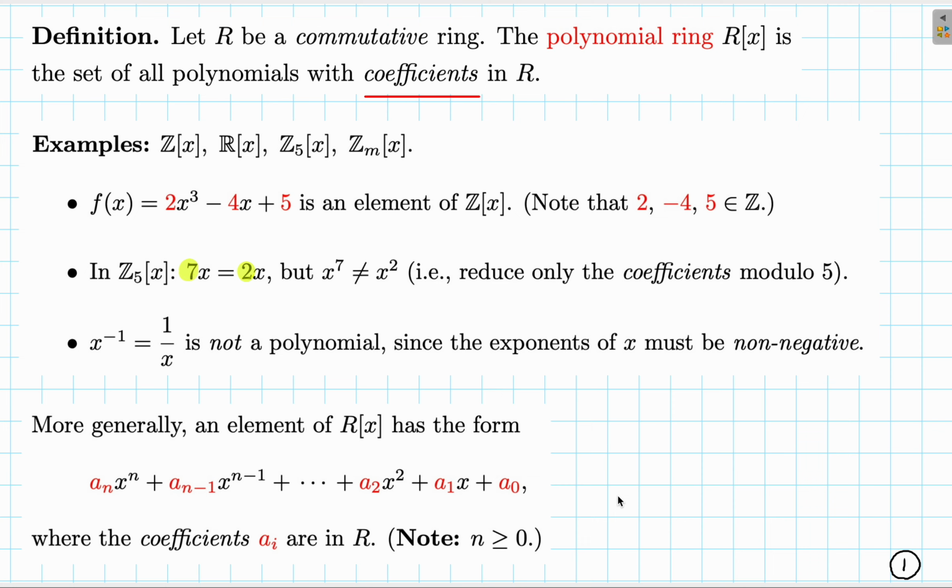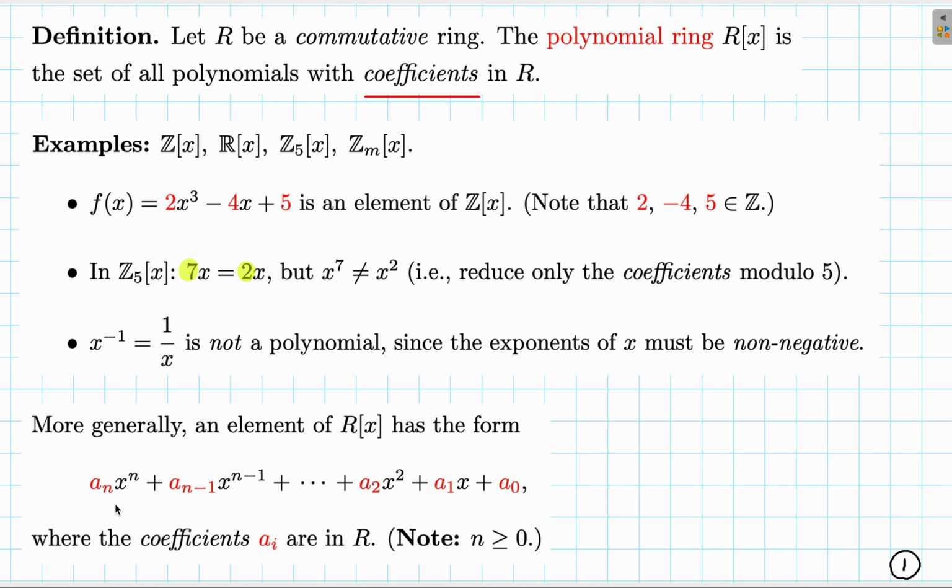Now, here is a general form of a polynomial in R bracket x, which we might use if we were, say, writing a proof about polynomials. So it looks like a sub n times x to the n plus a sub n minus 1 times x to the n minus 1 plus dot dot dot plus a sub 2 times x squared plus a sub 1 times x, or x to the first, plus the constant term a sub 0, where the coefficients a sub i are in the ring R.